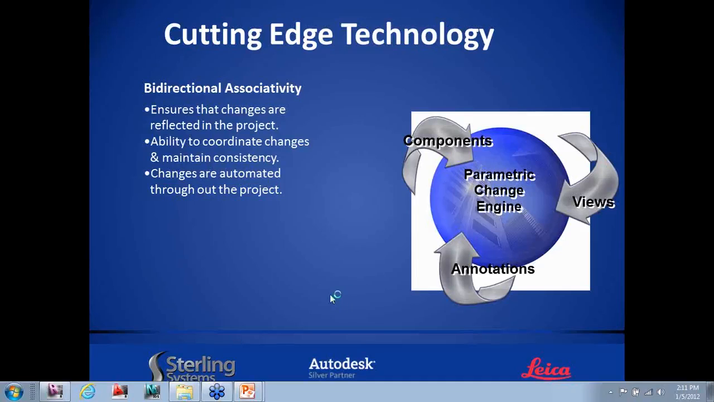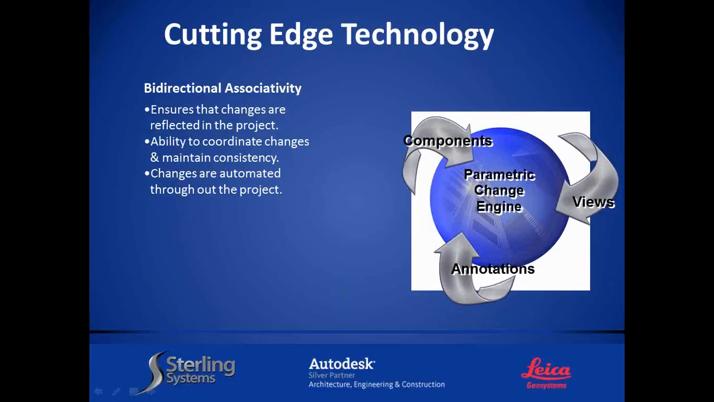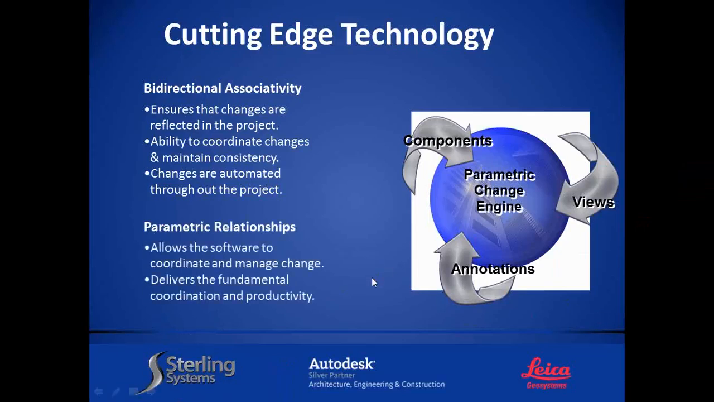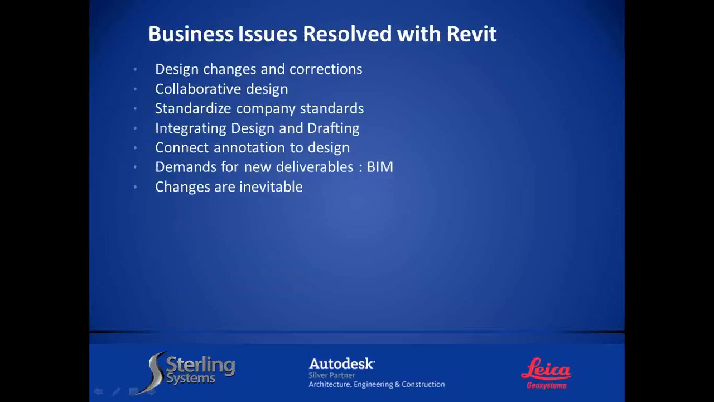A few other important parts are related to what we call parametric relationships. These parametric relationships allow the software to coordinate and manage changes as they occur. So as we make updates to things like sheets, whether we're changing a schedule, whatever the case may be, all of these fundamental items are coordinating without you having to do anything. It's a very powerful tool.